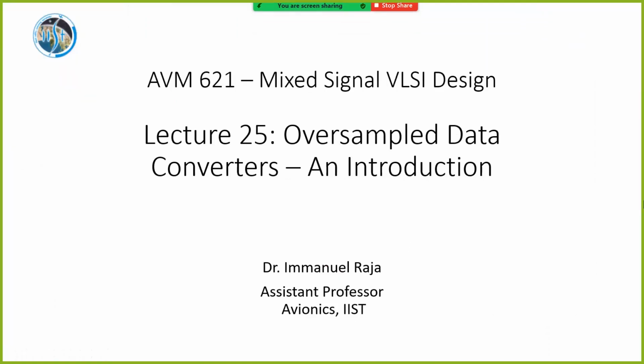Today we will start looking at an entire class of data converters called oversampled data converters. The ADCs that we have seen till now are what are called Nyquist rate ADCs. If the maximum frequency in your input, whatever you are trying to digitize, is f naught, then the sampling rate is going to be the Nyquist rate, which is 2 times f naught. According to the Nyquist theorem, if you sample at twice the highest frequency, you will be able to perfectly recover whatever was there at the input.